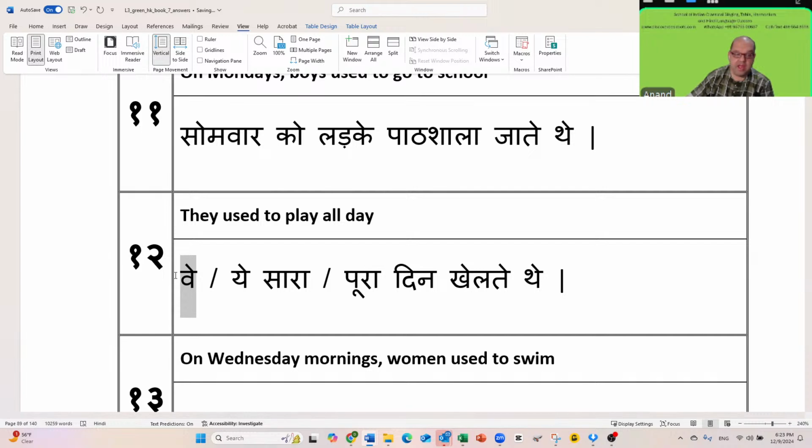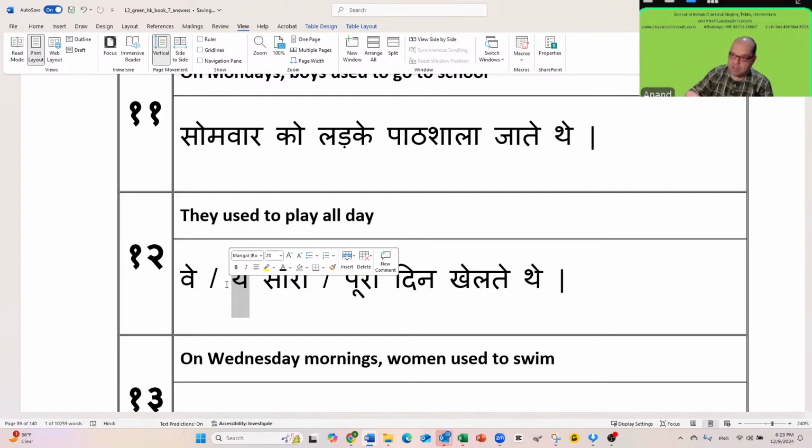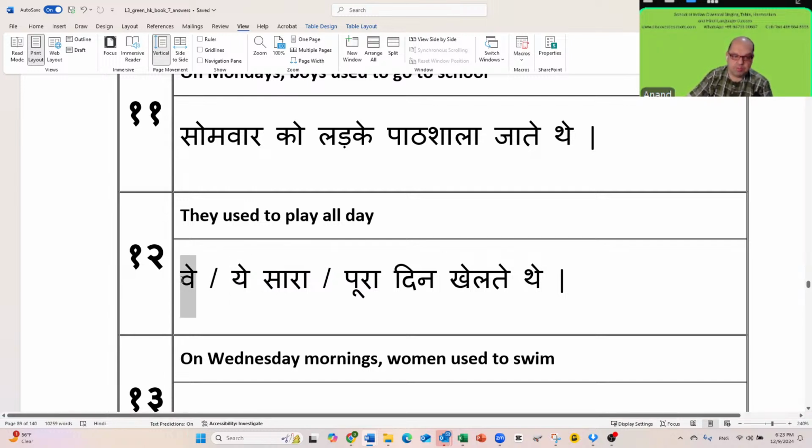Okay, it will be ve, but it could also be ye, because in Hindi they has two words, ye or ve. Ye means these people are close to us, ve means those people are far away from us. When you say they, you do not know whether you're talking about these people or those people. So you can say पूरा दिन, सारा दिन खेलते थे.